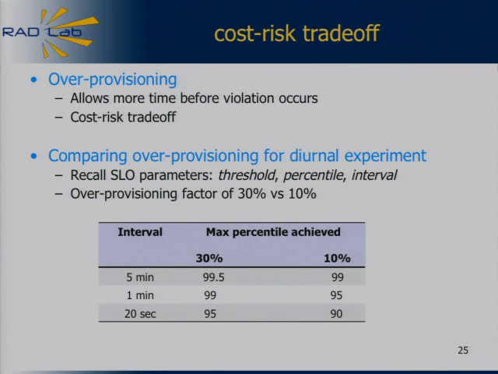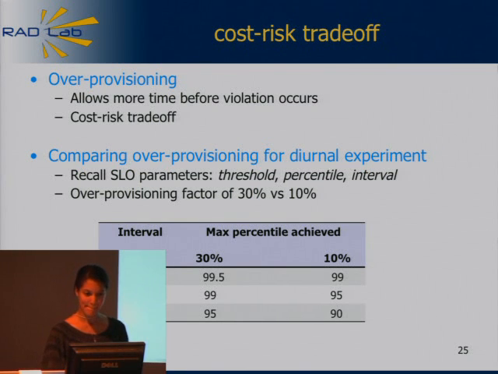And you can see, obviously, that when you over-provision more, you can get a higher SLO guaranteed, but it is costing more. But if you over-provision less, you still get a pretty good guarantee. So even 90th percentile for a 20-second interval, which is pretty good at 10%, but this is the trade-off that you have to think about.